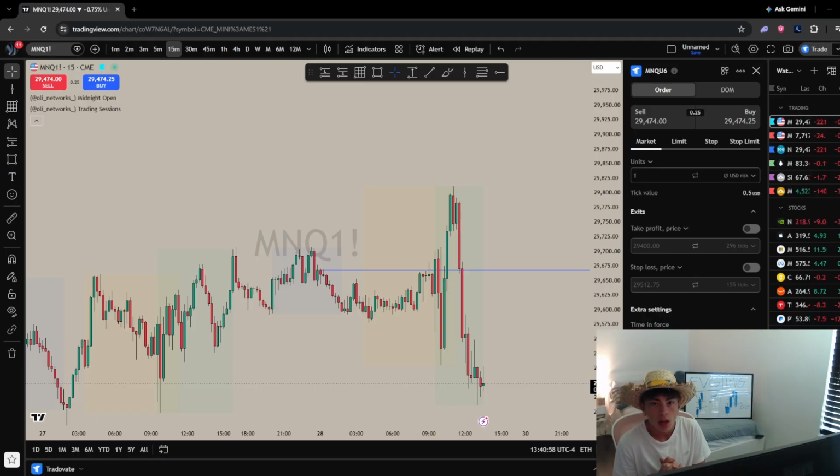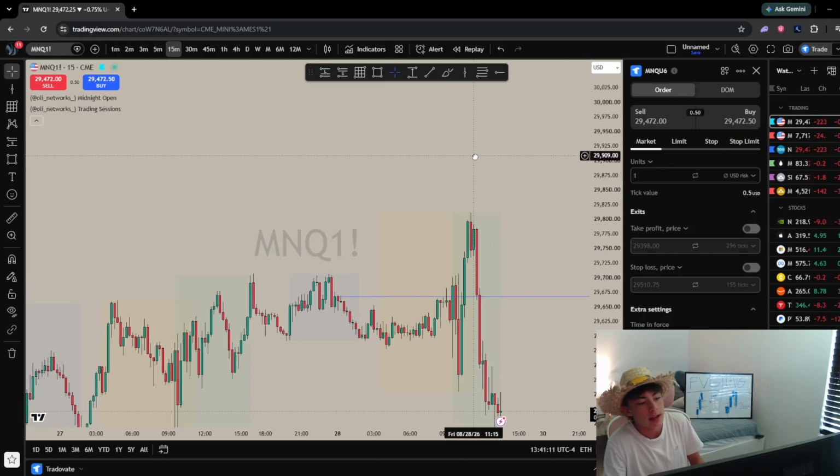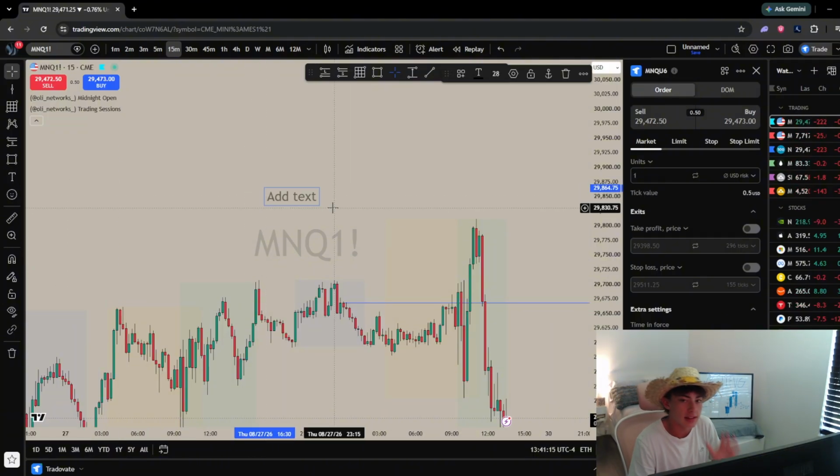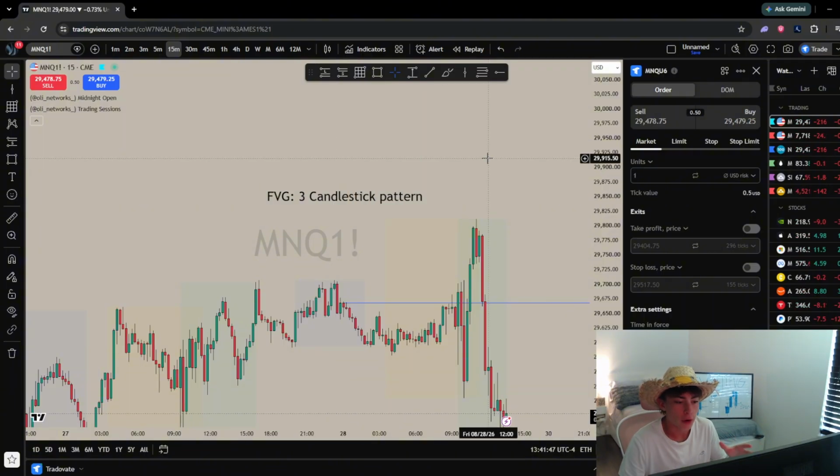So what are we learning about today? Today we are learning about fair value gaps and inverse fair value gaps. Now, what is a fair value gap? Well, in order to know what an inverse fair value gap is, we have to know what a fair value gap is. A fair value gap is a series of candlesticks. It is a candlestick pattern. Let's define it. It is a three candlestick pattern. Now, if you're unfamiliar with what the term candlestick pattern is, it's in the name.